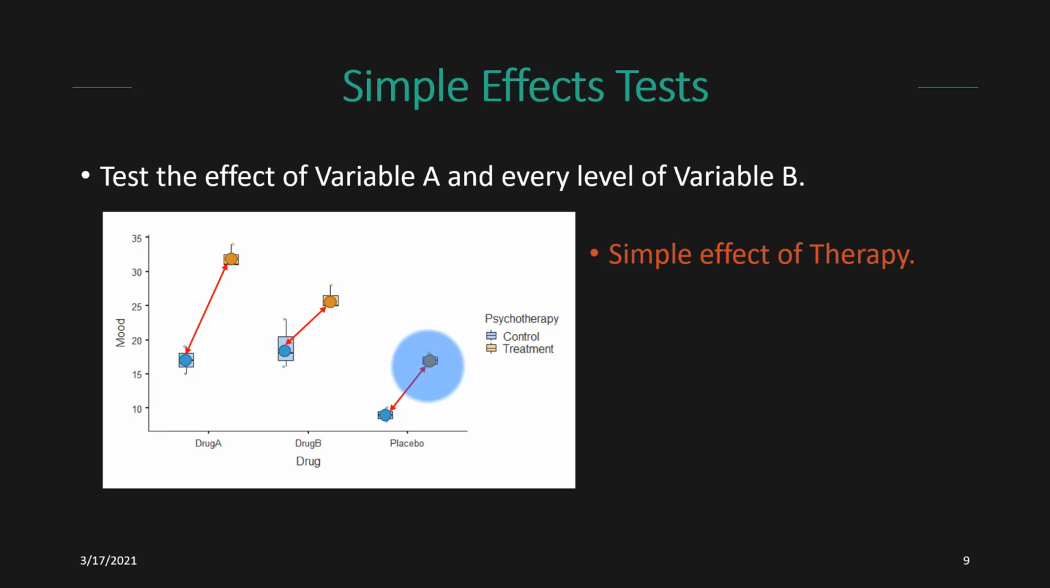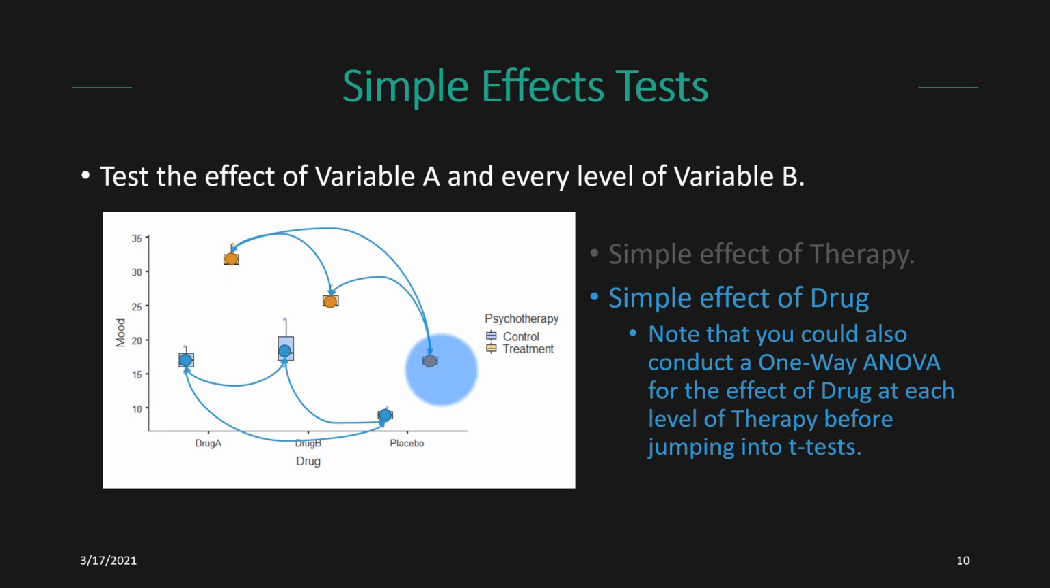However, that's not the only set of simple effects that we could calculate. We could also look at the simple effect of drug, which then would say, well, we want to compare all of the different drugs when people received psychotherapy, and we want to compare all of the different drugs when people were in the control condition, right? So the simple effects tests would require us to look at the effect of therapy at each level of drug. And then we could also look at the simple effect of drug and say, okay, at each level of therapy, was there an effect of drug?